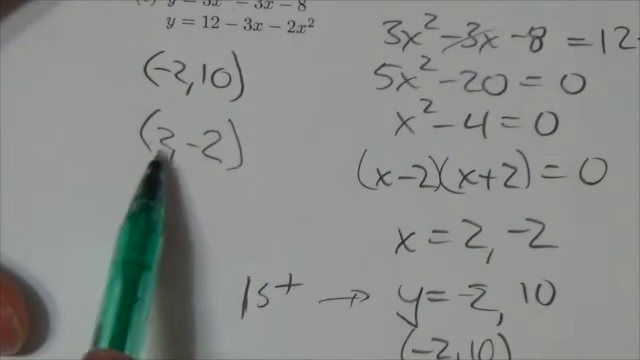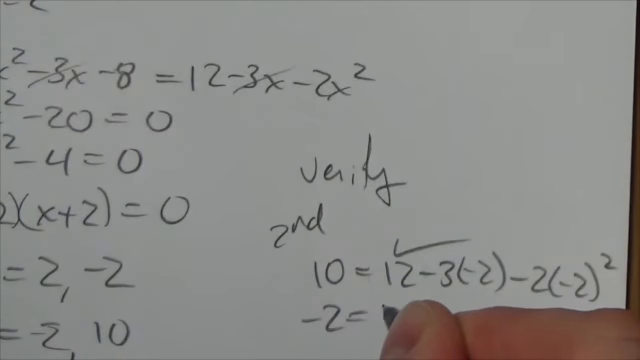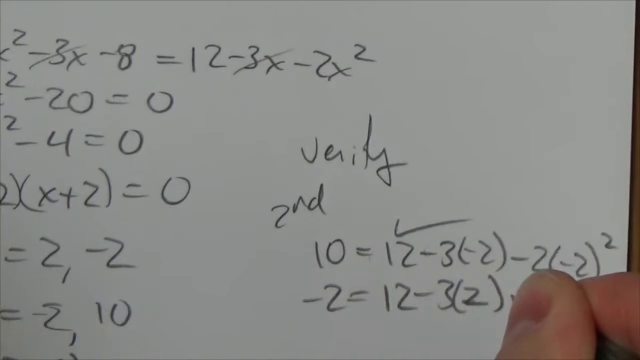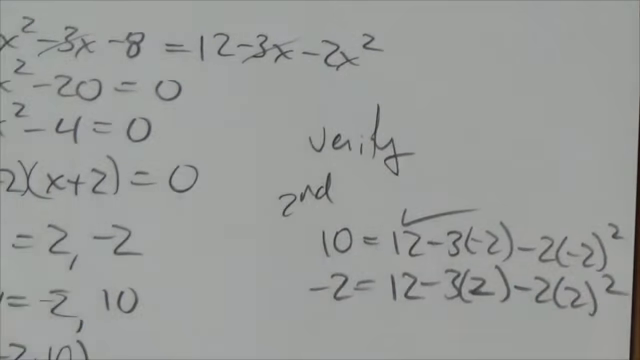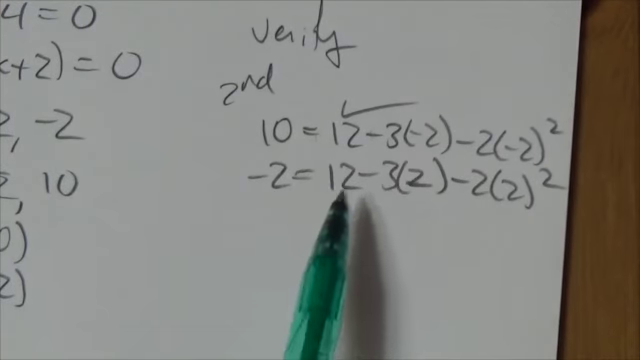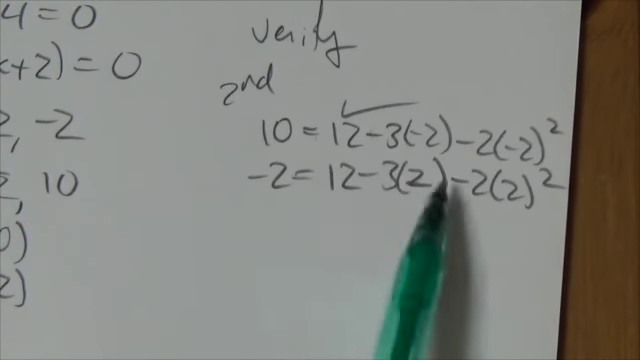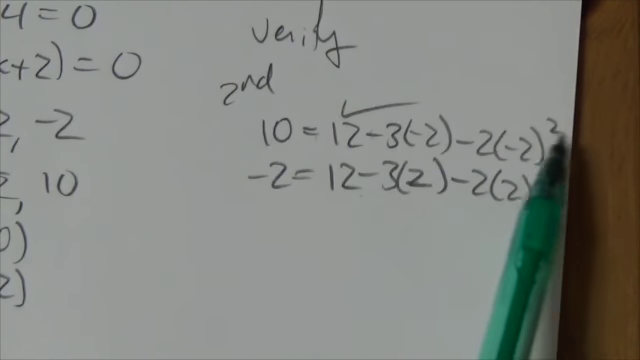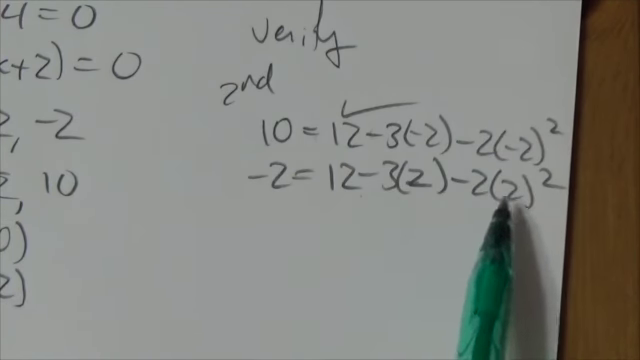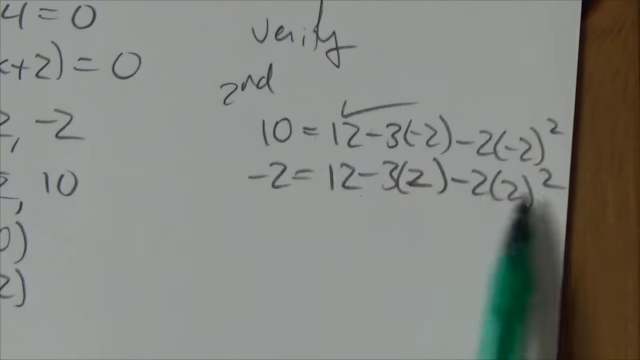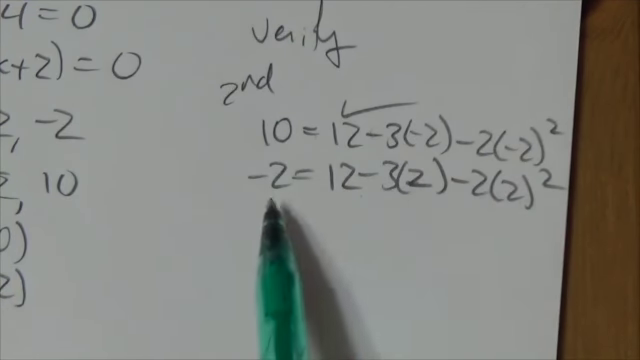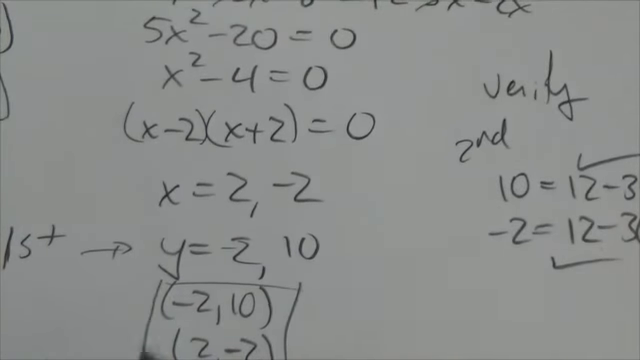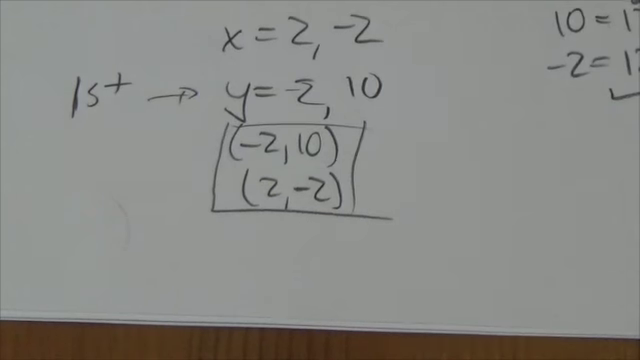Now let's try this 2, negative 2. So negative 2 equal to 12 minus 3 times, so in this case 2, minus 2 times 2 squared. Now let's just see, is that true? Well, this will end up being 12 minus 6, so this is 6, minus, now in this case, like up here, the square was getting rid of that negative. Here it's positive already, so this is still going to be 8, so it'll become 6 minus 8, and there it is, negative 2. So yeah, those 2 points are in fact the solution to this system.